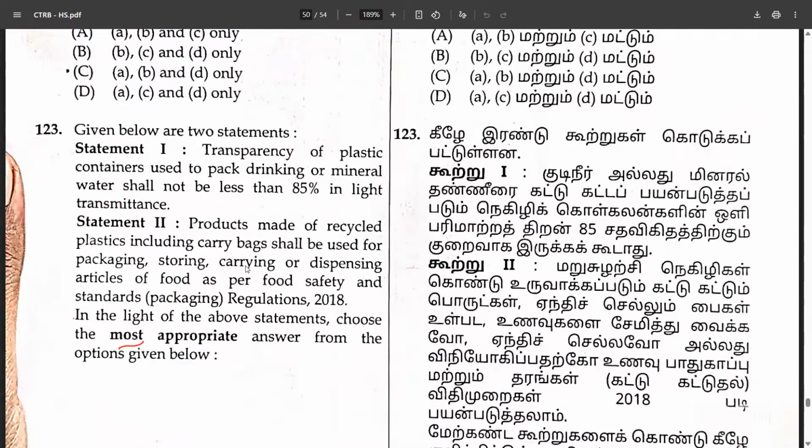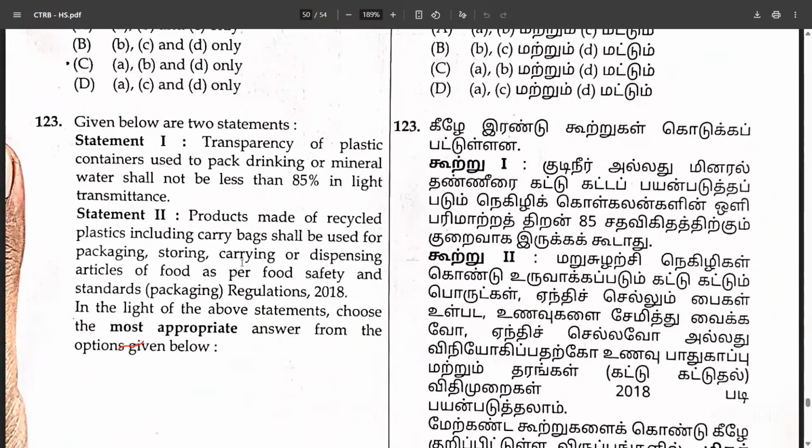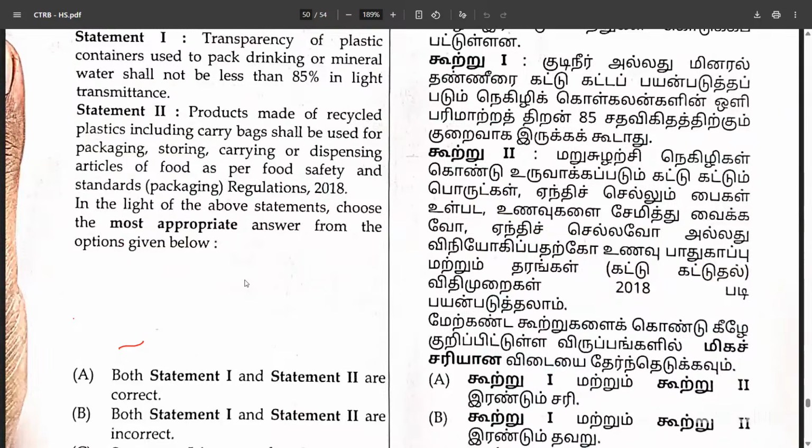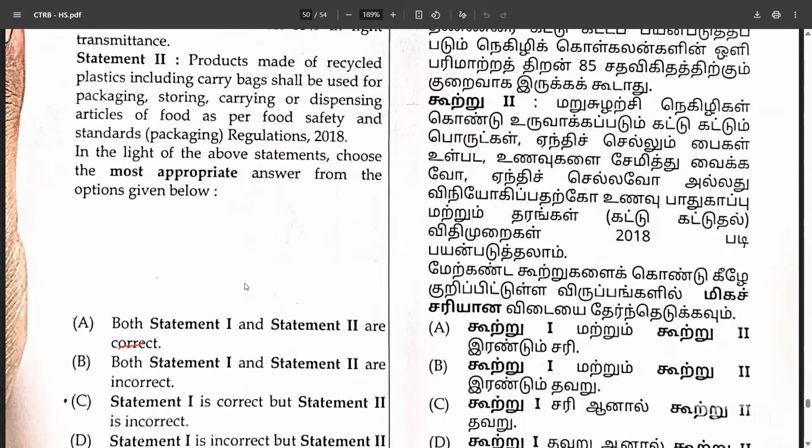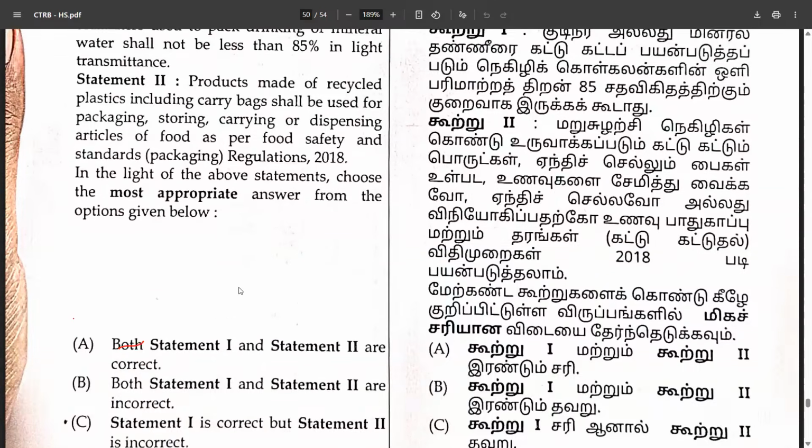Then we have 123 question, which is also a statement based question, where statement 1 is transparency of a plastic container used to pack drinking and mineral water shall not be less than 85% light transmission. Then we have statement 2, which is product made of recycled plastic including carry bags shall be used in packaging, storing, carrying, and dispensing article of food as per Food Safety Standards Packaging Regulation 2018. Tell me which is correct, which is incorrect. So statement 1 is correct.